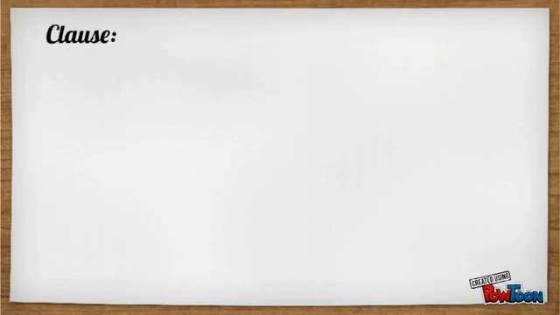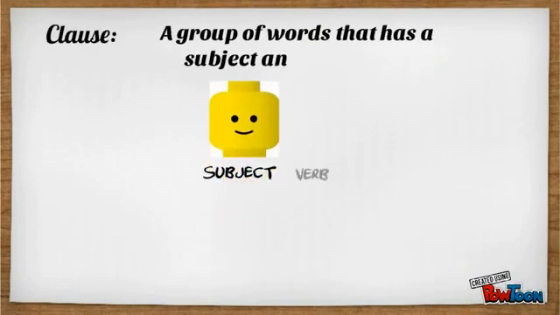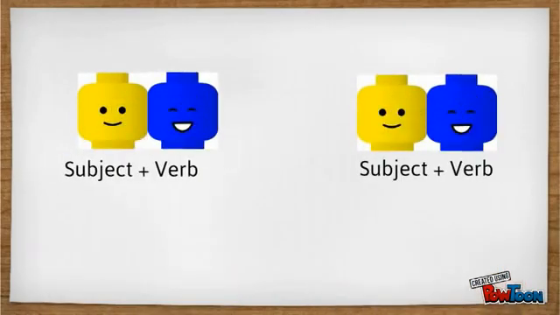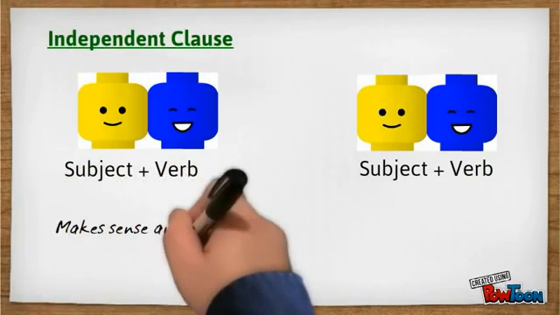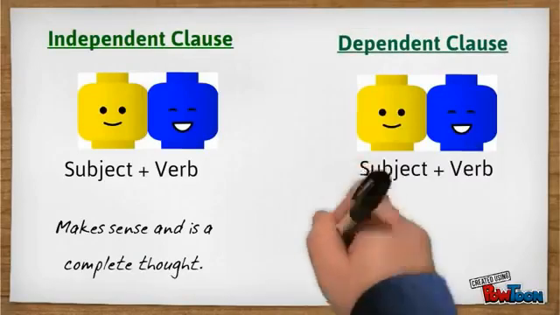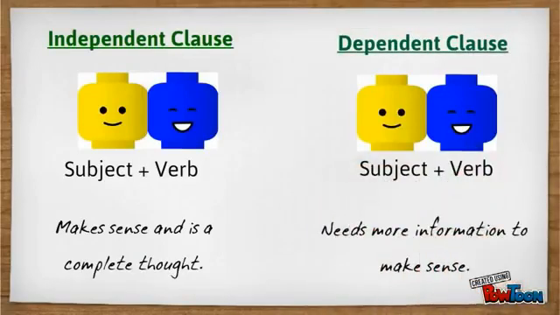A clause is a group of words that has a subject and verb team. There are two kinds of clauses, independent and dependent. They both have subject and verb teams. The only difference is that an independent clause makes sense and is a complete thought all by itself. A dependent clause needs more information to be a complete thought.